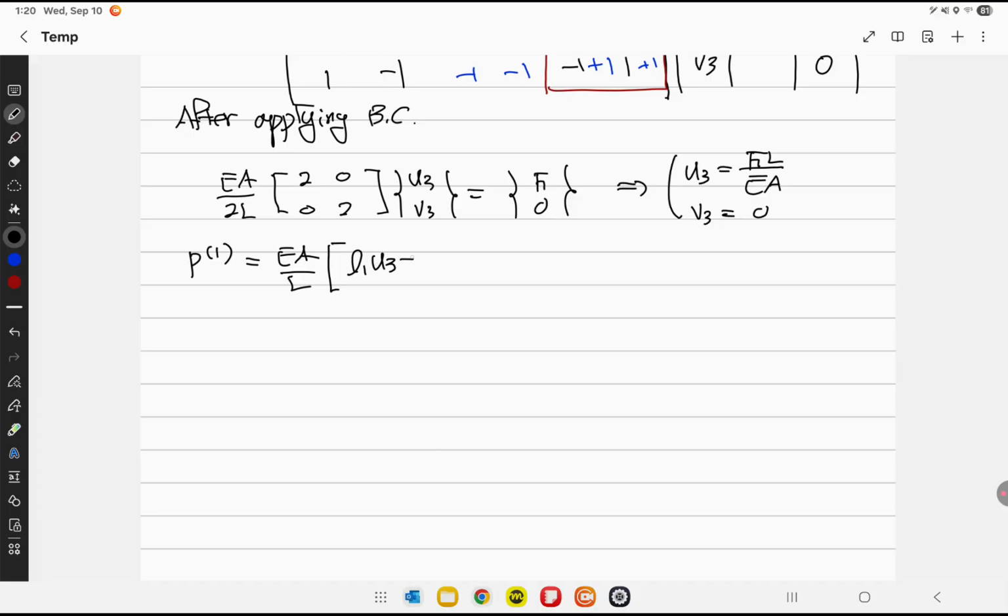L1 U3, M1 V3 minus L1 U1, M1 V1. So node 3 minus node 1 with the L's and M's. Just to make sure, V3 was 0, U1 was 0, V1 is 0. So basically L1, U3 is this one, right? So if I actually write it, EA over L, U3 is FL over EA, and then what is L1? L1 was 1 over square root of 2. So EA canceled out, L canceled out, so this will be F over square root of 2.